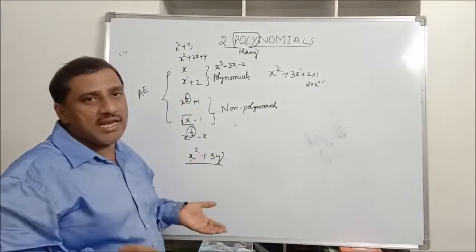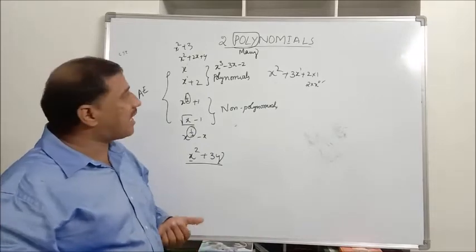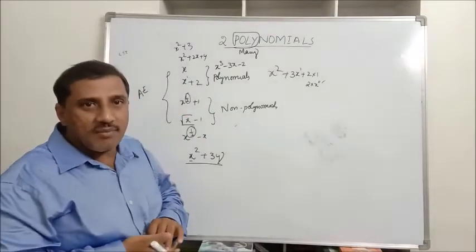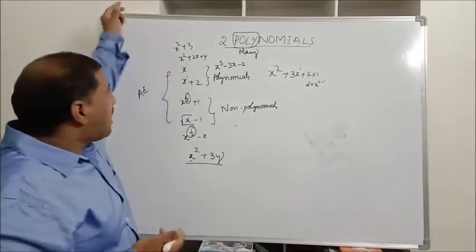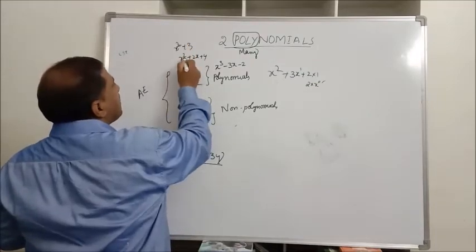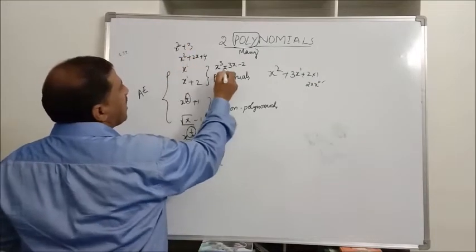So poly means many; they should contain one or more than one term. Such algebraic expressions are known as polynomials. Now here the exponent of the variable is what? Here the exponent is 2. Here it is 1 and here it is 3.